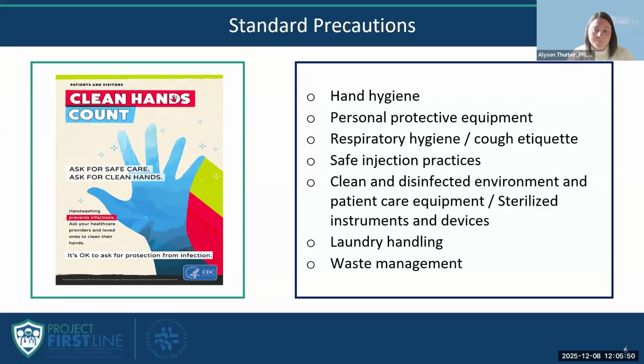control of infection. So standard precautions includes hand hygiene, the use of personal protective equipment like gloves, masks, and eyewear based on anticipated risk, respiratory hygiene and cough etiquette, safe injection practices, cleaning, disinfection, and sterilization, including instruments and devices, laundry handling, and waste management. And next, we're going to break down each of these aspects of standard precautions a little bit deeper.